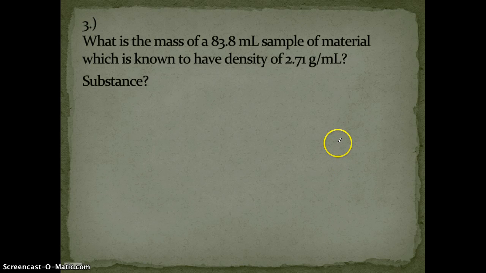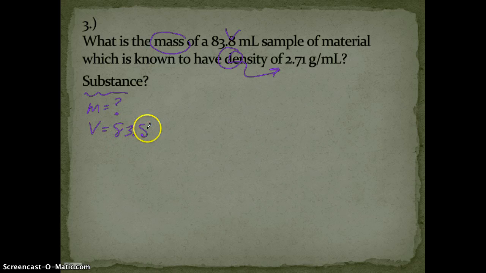Okay, the next one is a simple density problem, and what we have to do first here is we got to read it. We want to find mass, we have a volume, and we also have a density. Here's my density. Okay, and we want to know the substance in the end, which takes a little bit of legwork. Okay, so what do I need to do? First of all, I need to list. Okay, so I want to know the mass. My volume is equal to 83.8 milliliters, and my density is going to be equal to 2.71 grams per milliliter, which of course is the same as a cubic centimeter.